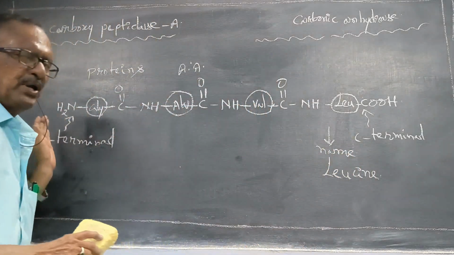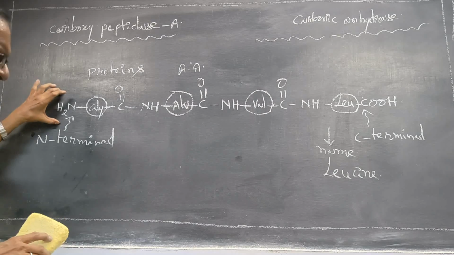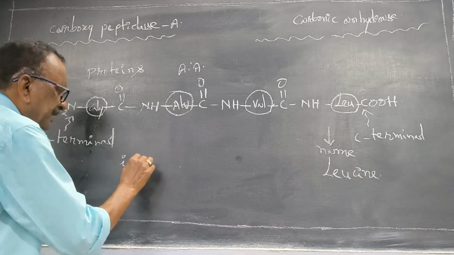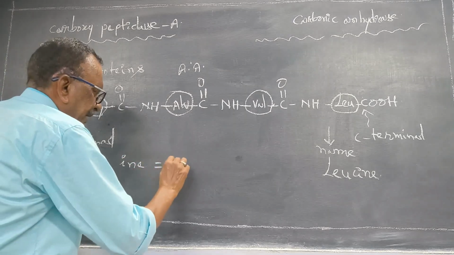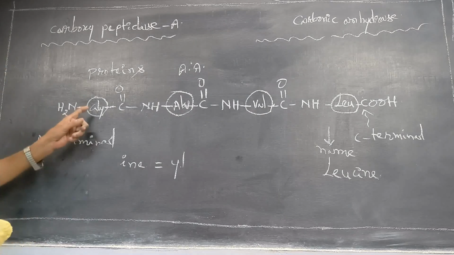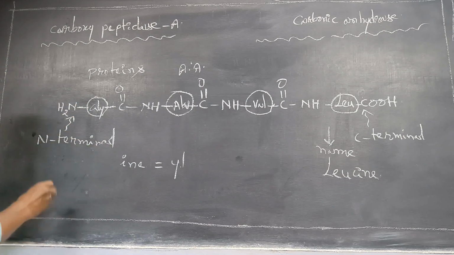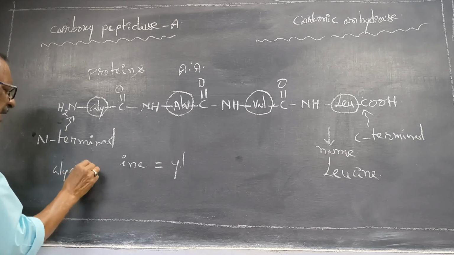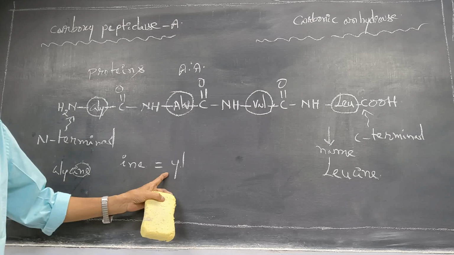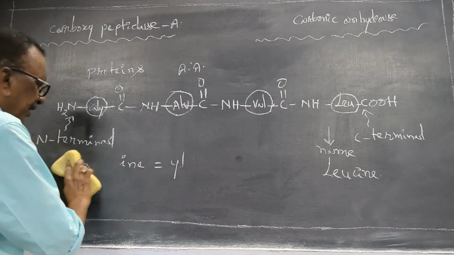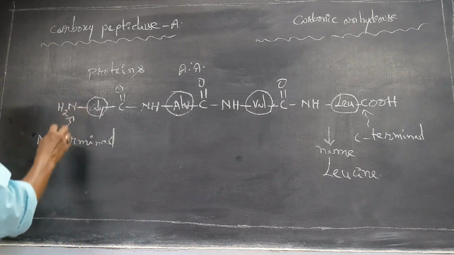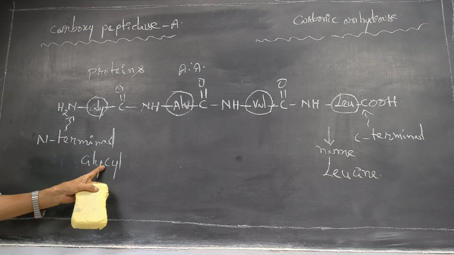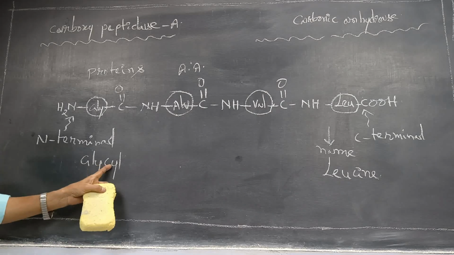But the remaining amino acids, whether it is the first one or the next one, we must remove IN by YN. So here the first amino acid is glycine. Remove this IN and add YN. That is the rule. So then, keeping this in mind, I will write glycyl. Why? Because I have replaced INE with YL.